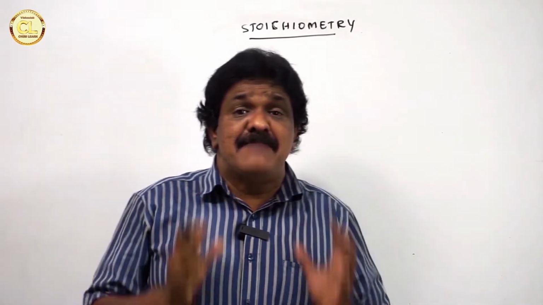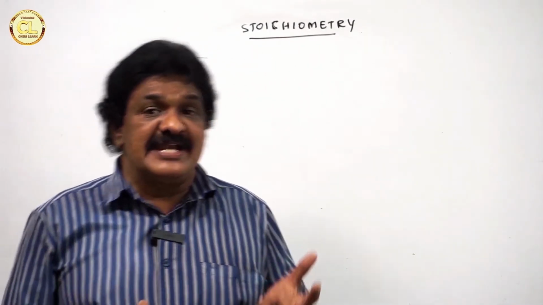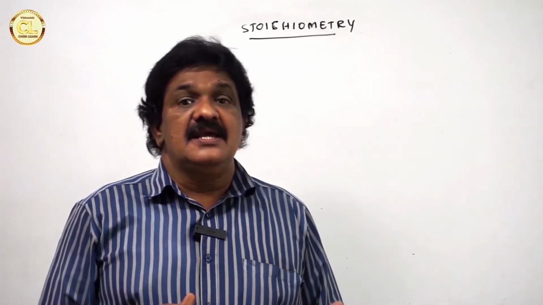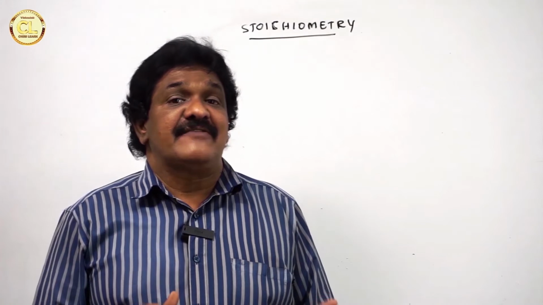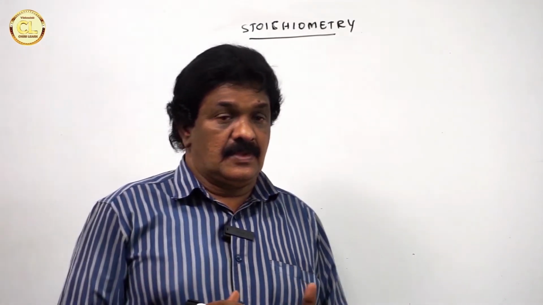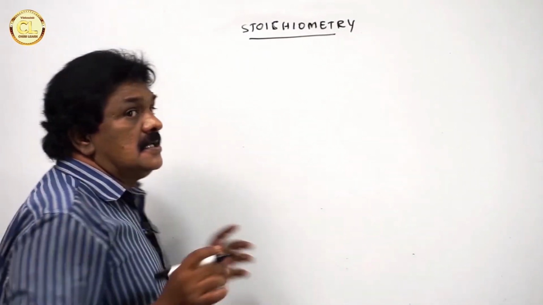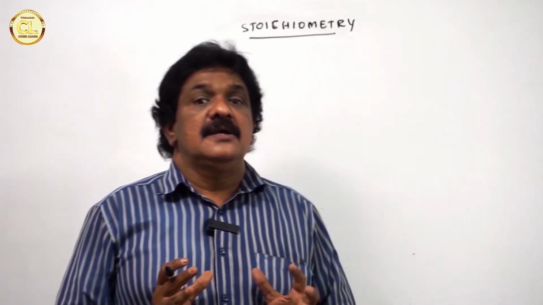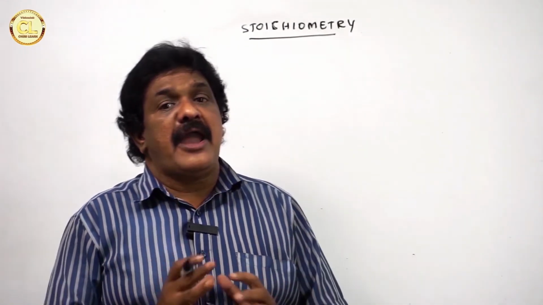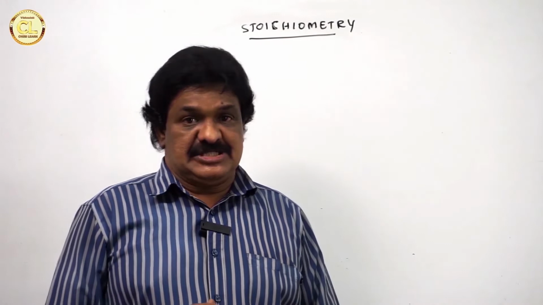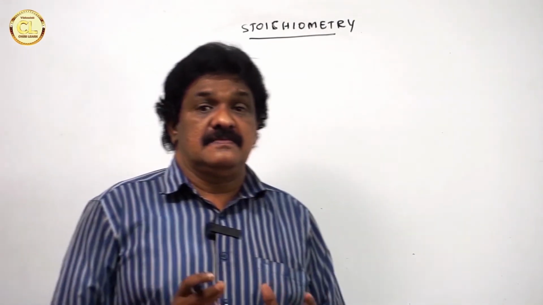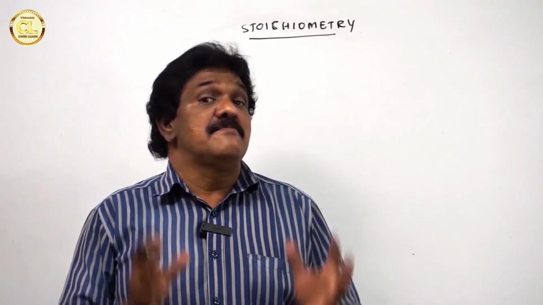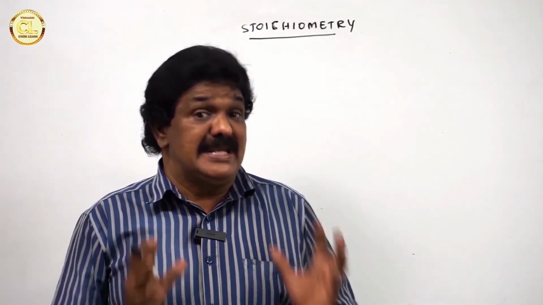Stoichiometry is strictly based on the law of conservation of mass, the law of definite proportions, and the law of conservation of energy. We need a balanced equation for every chemical calculation. And this balanced chemical equation carries some qualitative and quantitative meanings.